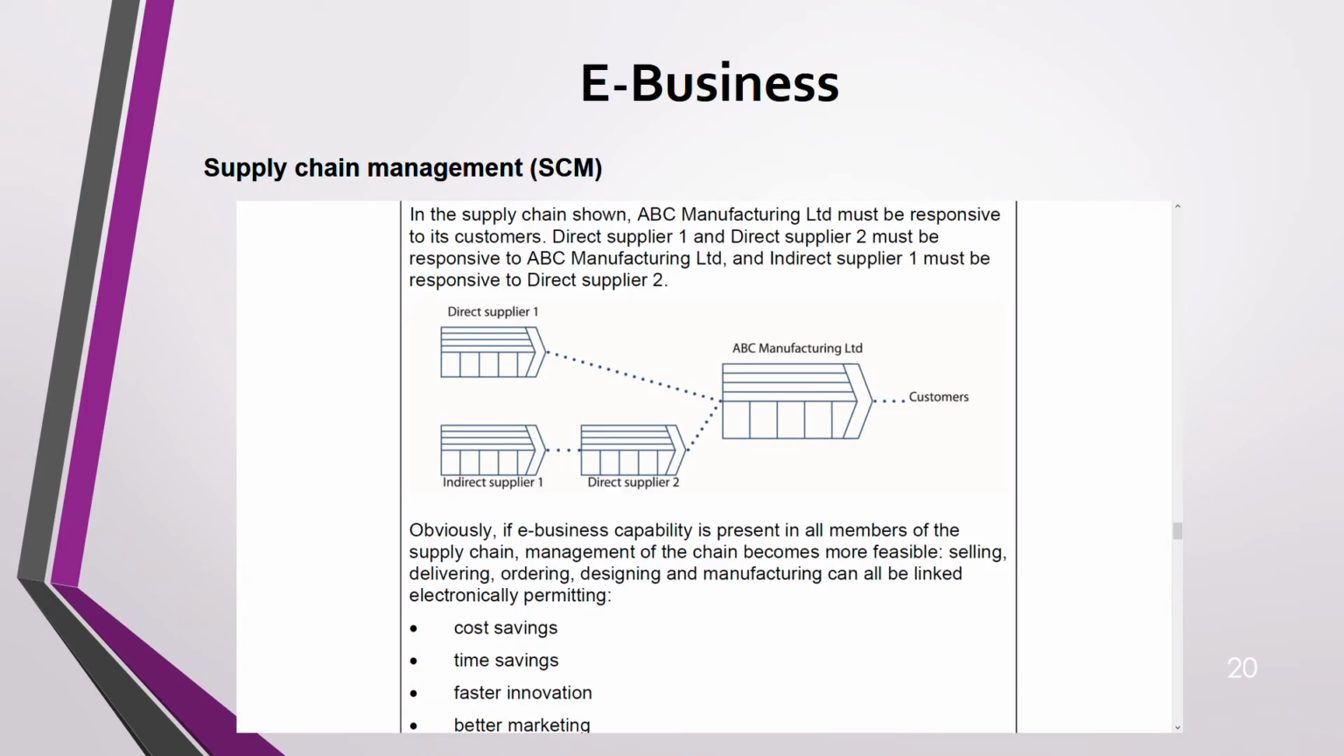Now we are moving on to supply chain management. This is your chapter 20. Just go through this diagram. You can see there are two suppliers, one direct and one indirect. Direct and indirect supplier 1, and then we have direct supplier 2. Then we have ABC Manufacturing Limited and the customer. The direct supplier gives directly to the manufacturing limited. The indirect supplier goes through the direct supplier, and then that goes to ABC Manufacturing.